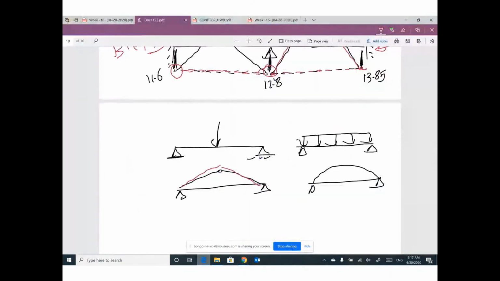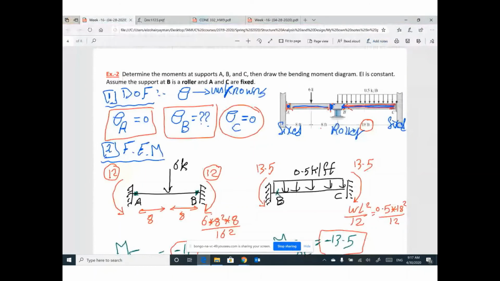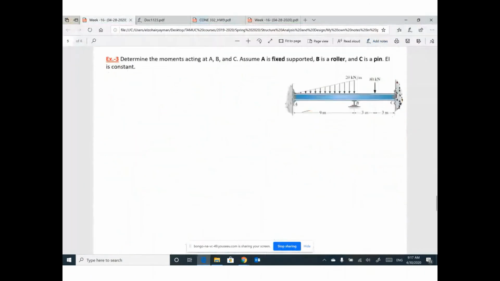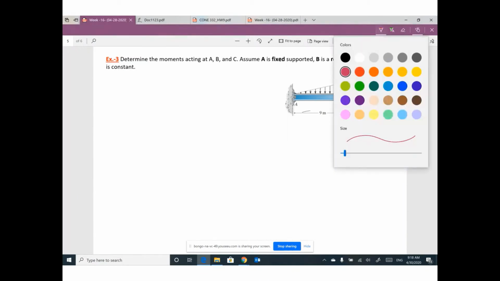One more example because we don't have enough time. We have another example here. Member beam ABC. A is fixed, B is roller, C is fixed. We have concentrated load, we have triangle load. We don't care. Let's do our steps.